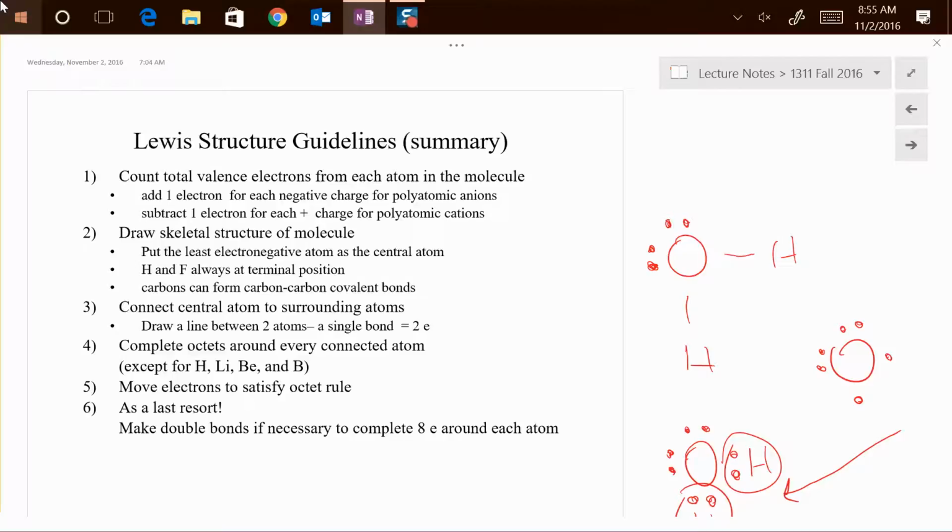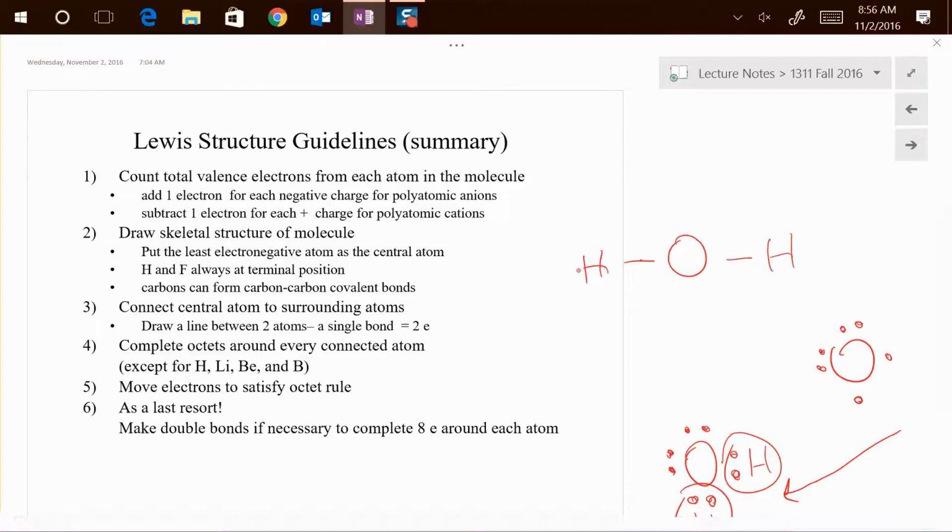So we're going to draw this skeletal structure. We're going to put the least electronegative atom in the center. H and F always at terminal positions. Okay, that's kind of what we just were saying. Carbons can form carbon-carbon covalent bonds. So carbons could always bond to one another and then have attachments to those carbons. Okay. Connect central atoms to surrounding atoms. So, for example, if I was starting my water molecule over, okay, I would say oxygen is bonded to hydrogen, so we're going to attach them to the central element, okay, the hydrogens.